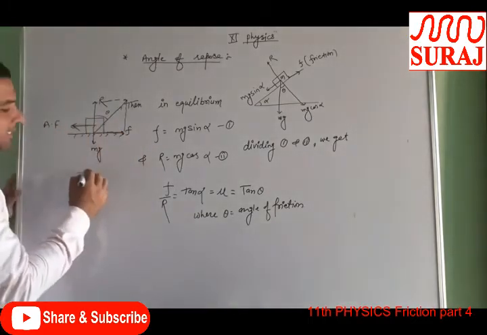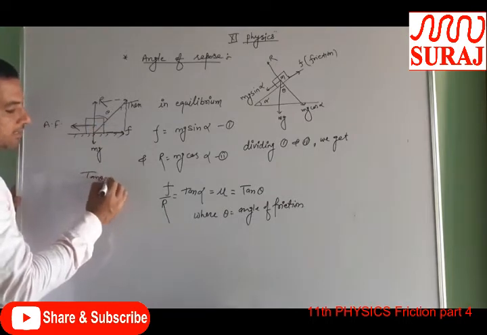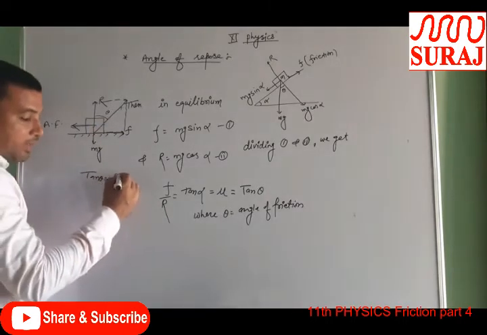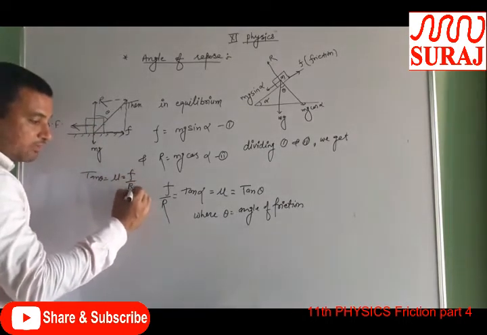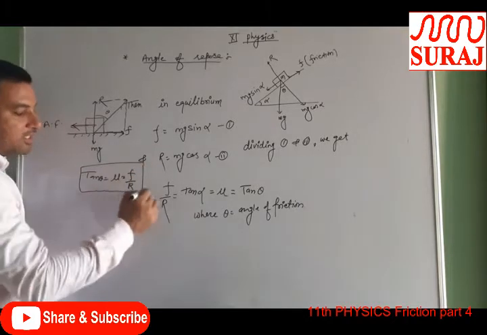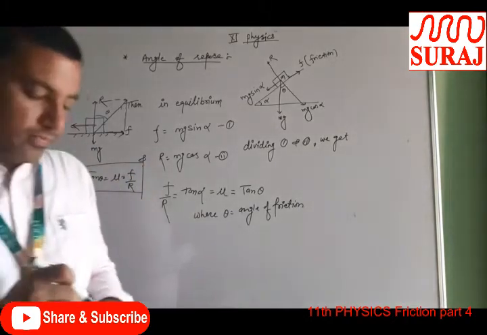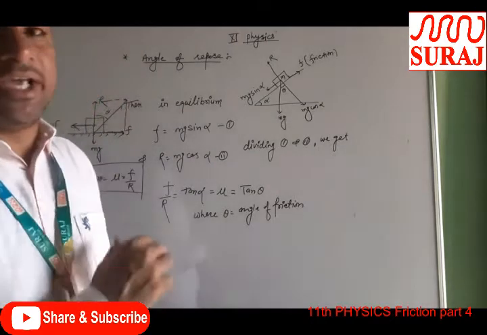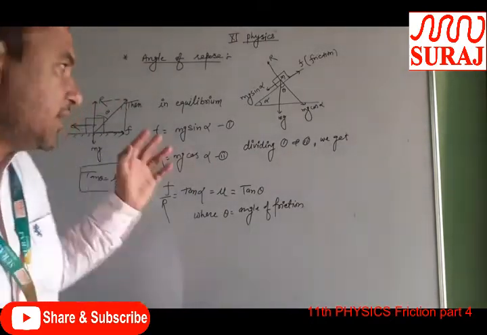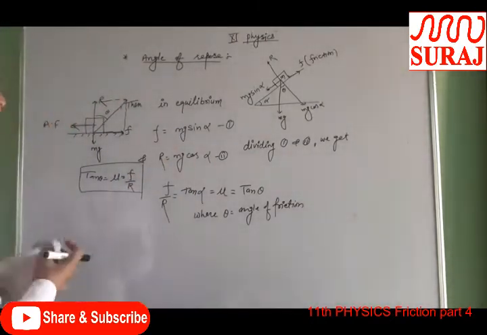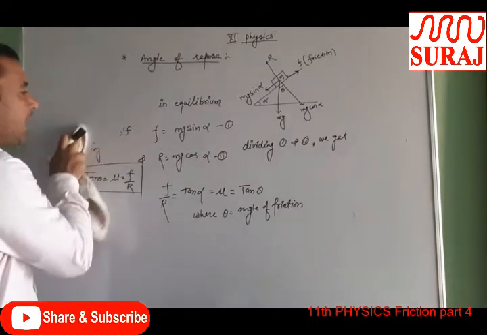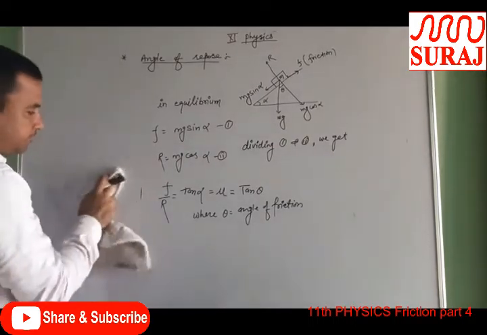And we have calculated tan theta is equal to mu, and mu is equal to force of friction divided by normal reaction. This is the relation for force of friction, angle of friction. In this video we will discuss about angle of repose.